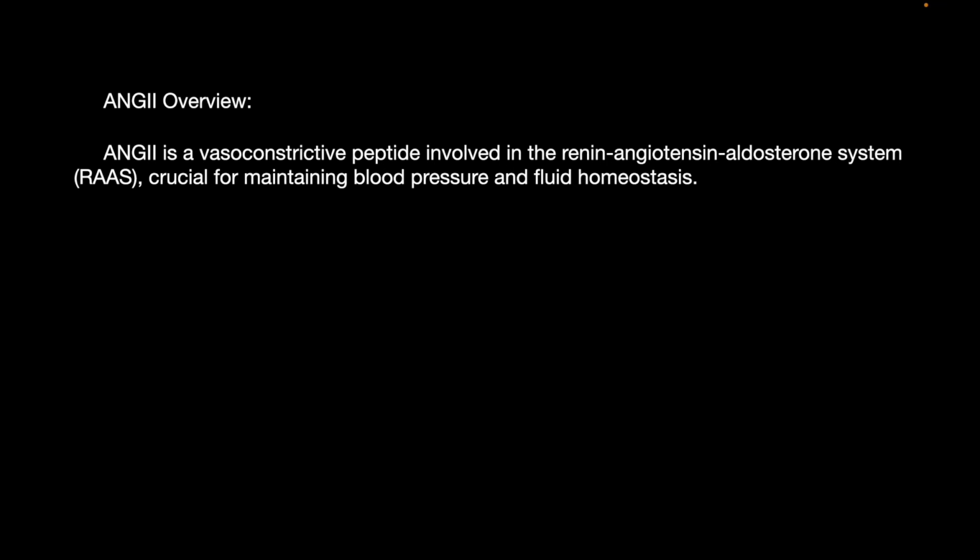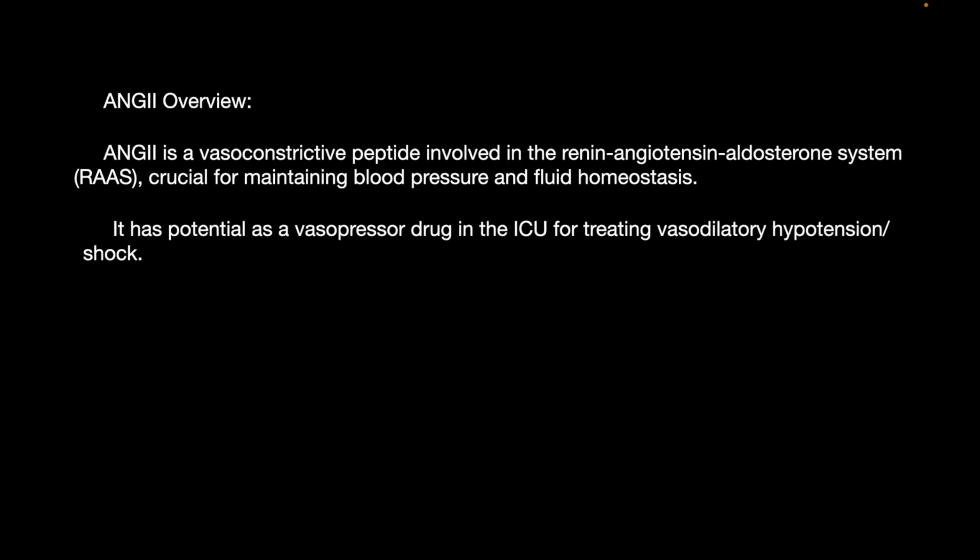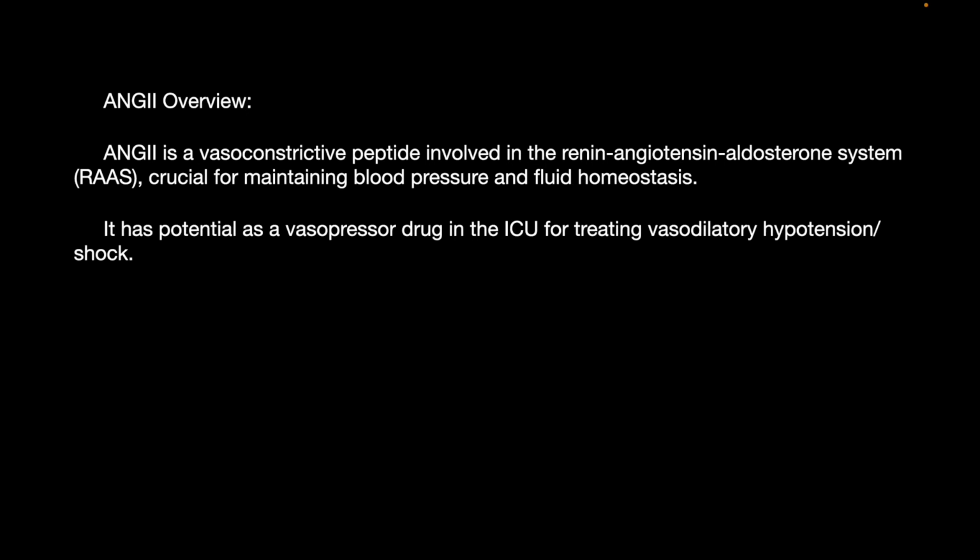Angiotensin II is a vasoconstrictive peptide involved in the renin-angiotensin-aldosterone, or RAS, system, crucial for maintaining blood pressure and fluid homeostasis. Its potential as a vasopressor drug in the ICU for treating vasodilatory hypotension and shock is already established in a large trial in NEJM.